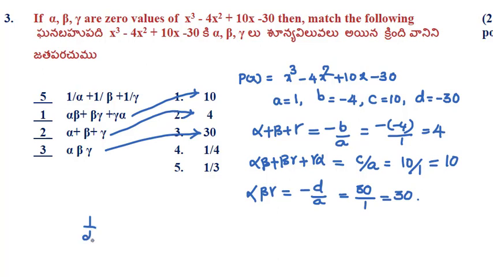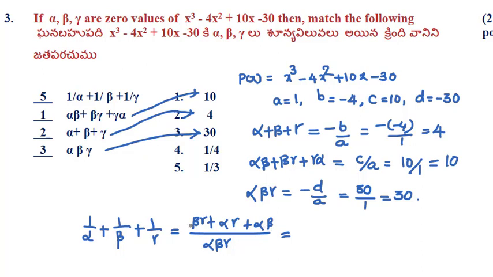1 by alpha plus 1 by beta plus 1 by gamma. The LCM of denominators is alpha beta gamma. So if we cancel alpha, here beta gamma plus here alpha gamma plus alpha beta. So it is nothing but alpha beta plus beta gamma plus gamma alpha, that is 10, by alpha beta gamma, which is 30. So we will get the answer 1 by 3. This one.